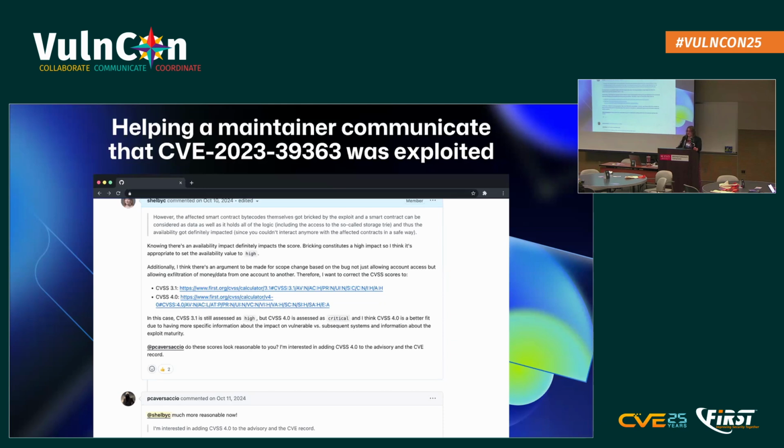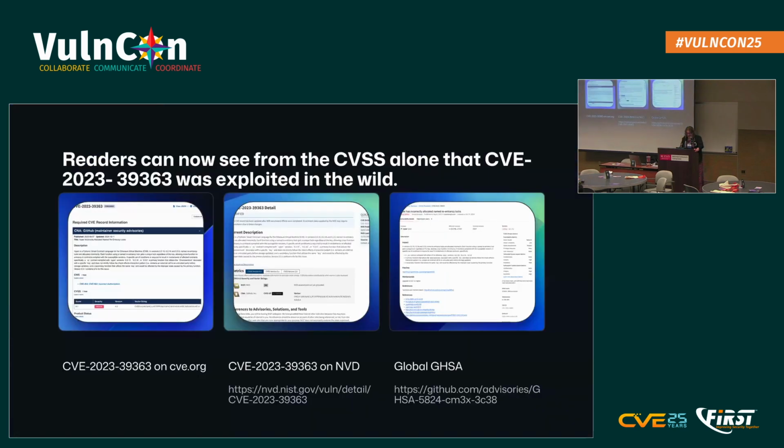In this case, CVSS 3.1 is still assessed as high, but CVSS 4.0 is assessed as critical, and I think CVSS 4.0 is a better fit due to having more specific information about the impact on vulnerable versus subsequent systems and information about the exploit maturity. Do these scores look reasonable to you? I'm interested in adding CVSS 4.0 to the advisory and the CVE record. The maintainer came back: much more reasonable now. And we all lived happily ever after, because I did, in fact, update the advisory and update the CVE record.